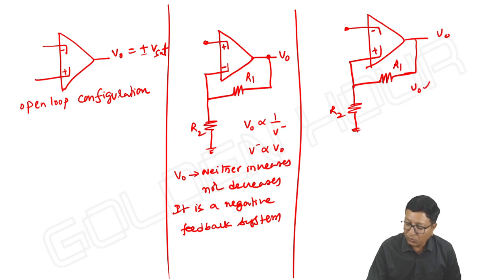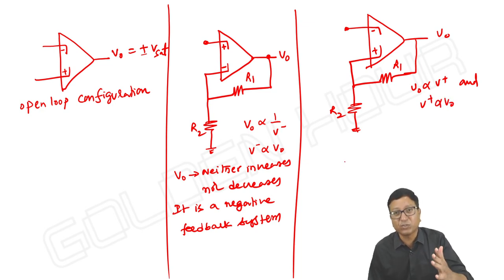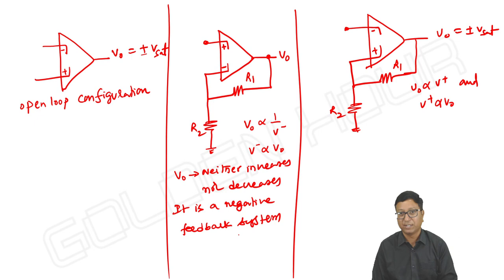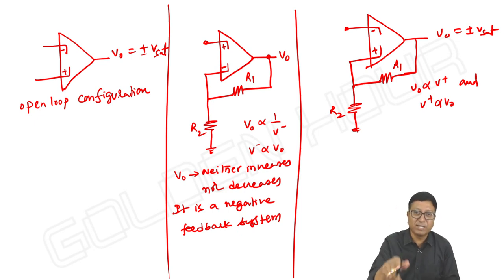Here what happens? Output is proportional to V plus and V plus is proportional to V output. That's why the output will continuously increase or continuously decrease. Here also the output is either plus or minus V saturation, depending upon the input and at what terminal, what is the value of input and where you are applying the input, right? And it is a positive feedback system.